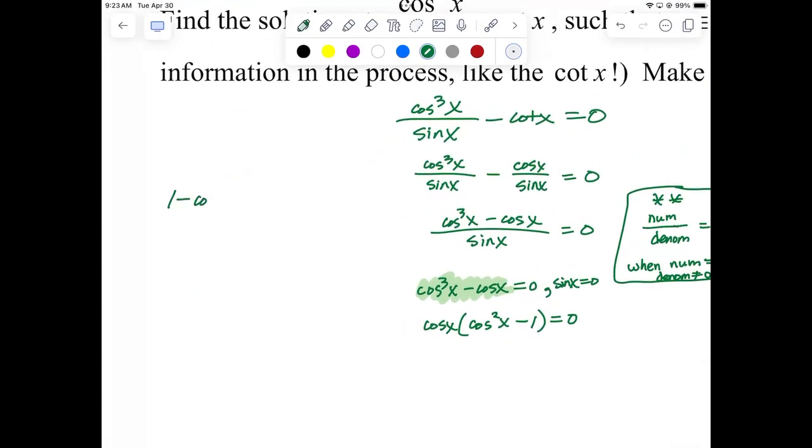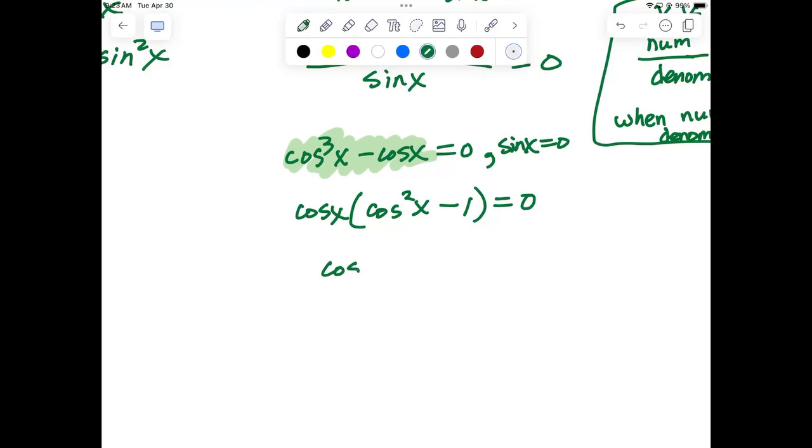I know that 1 minus cosine squared is equal to sine squared. So what would cosine squared minus 1 equal? It's a little different, right? Negative sine squared. Yeah, if you multiply through by negative 1, you get negative sine squared. Is that worth a replacement right there? I like it. So I get cosine of x times negative sine squared equals 0.